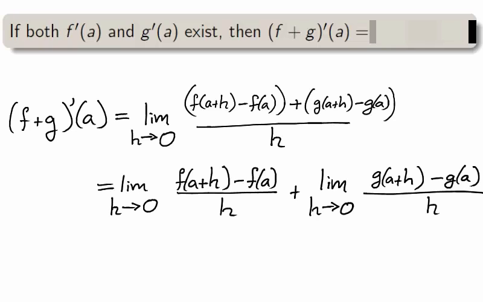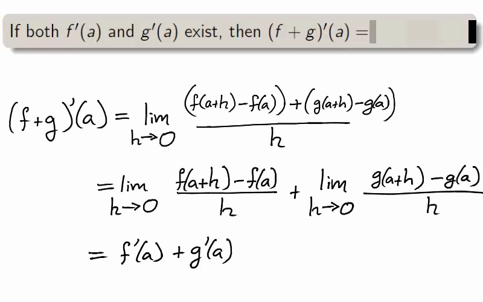We can then break the fraction into two. The first fraction is the difference quotient of f, and the second is the difference quotient of g on the interval a to a plus h. Since we know that f and g are both differentiable at a, both quotients' limits exist as h approaches 0. Hence, we can use the limit law for sums to show that the derivative of f plus g at a is the derivative of f at a plus the derivative of g at a.